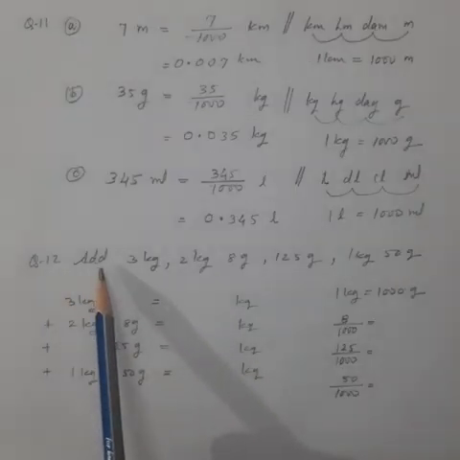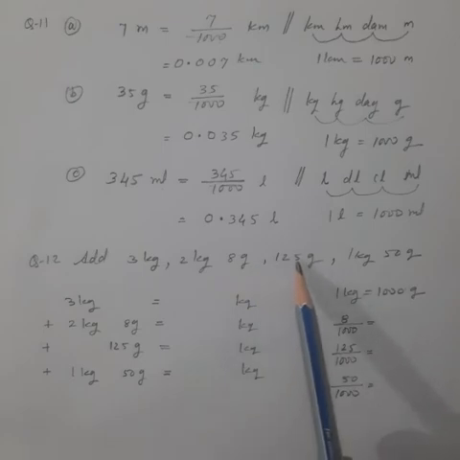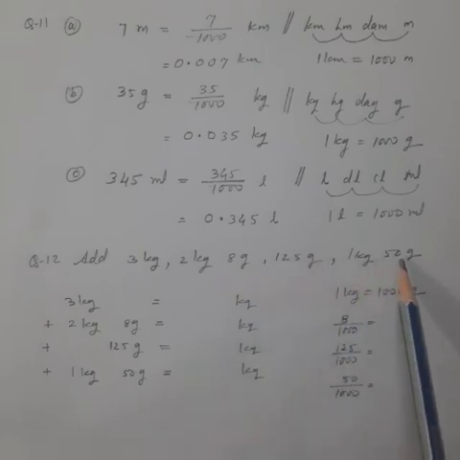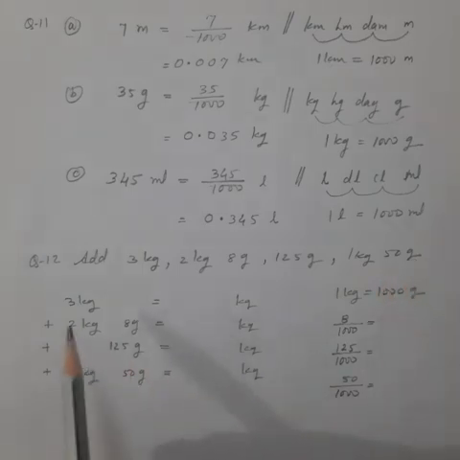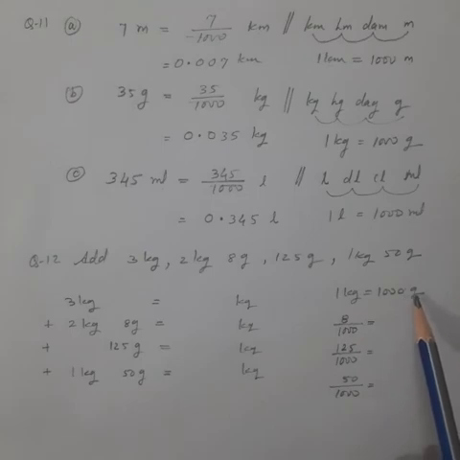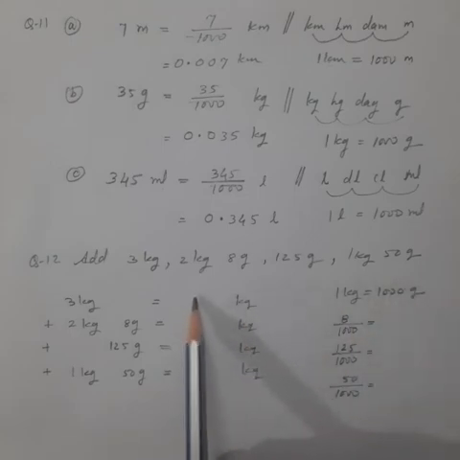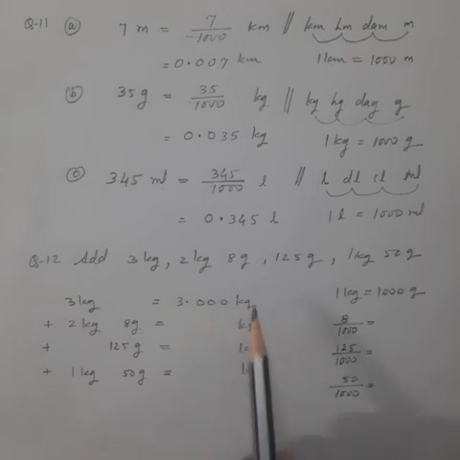Question 12. Add 3 kg, 2 kg 8 grams, 125 grams, 1 kg 50 grams. First convert all these quantities into their decimal forms. 3 kg. 1 kg equals 1000 grams. That means there are 3 places after the decimal point in the decimal part. So 3 kg we can write as 3.000 kg.